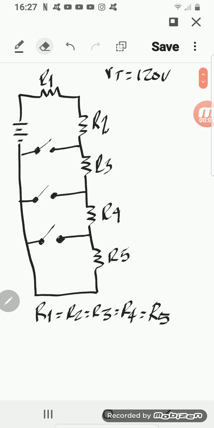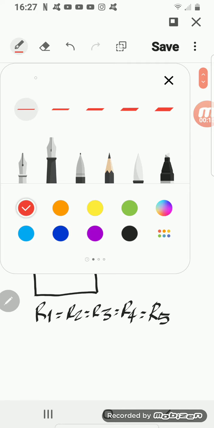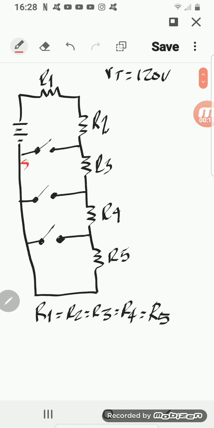Here's another problem that you will probably see on the test. We have a circuit with 5 resistors in series, and I have 3 switches: switch 1, switch 2, and switch 3. There's a couple of conditions. Here's my applied voltage of 120 volts, my source right here.